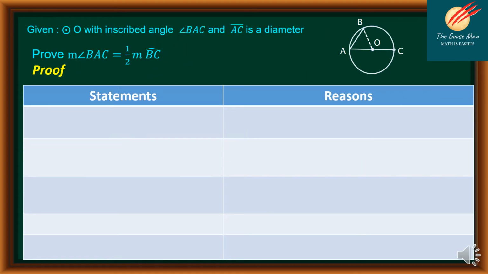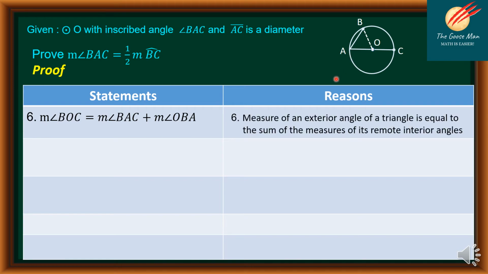Moving on to our statement number 6, we have the measure of angle BOC is equal to the measure of angle BAC plus the measure of angle OBA. The reason is the measure of an exterior angle of a triangle is equal to the sum of the measures of its remote interior angles.